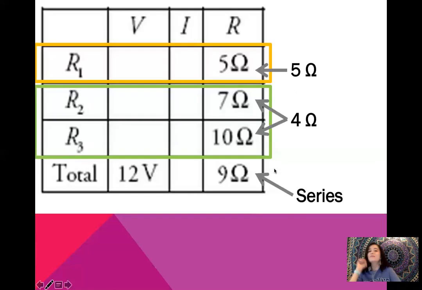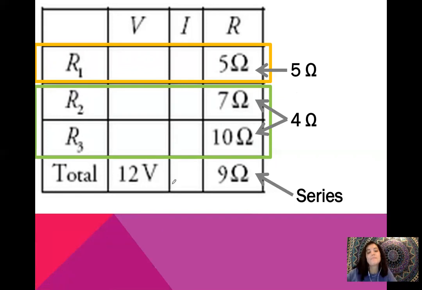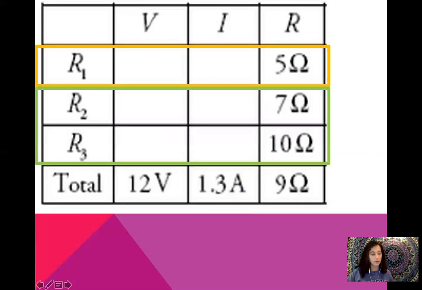Oops, sorry, I keep forgetting what's coming next, even though I just did this. Anyways, now that this is 9 ohms, we can easily find this box right here. Remember, V equals I times R. So 12 equals I times 9. What are we going to do to both sides to get I by itself? Divide, Miss. All right, divided by 9. Those go away. And 12 divided by 9 gives us 1.3. More specifically, 1.3333333.